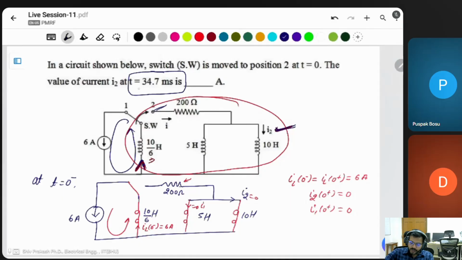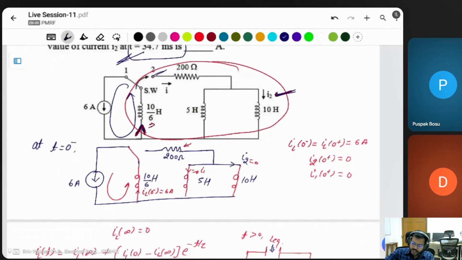Before putting in the value of time t, you first have to find the current equation of I2. For I2 there is no independent source connected to the I2 inductor. That means there is no source. Then how can you find it? First of all you have to find the initial current of the inductor which is connected directly to the source. In this case, the 10 by 6 Henry inductor is connected to the source.